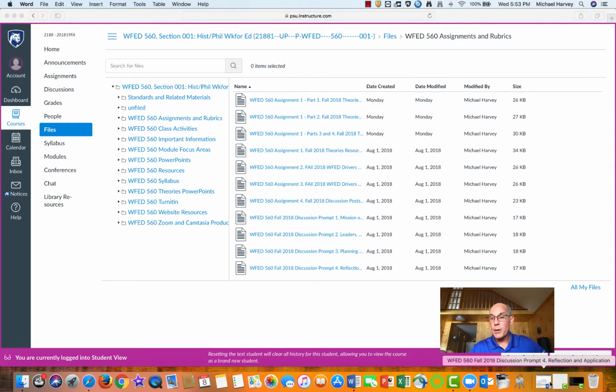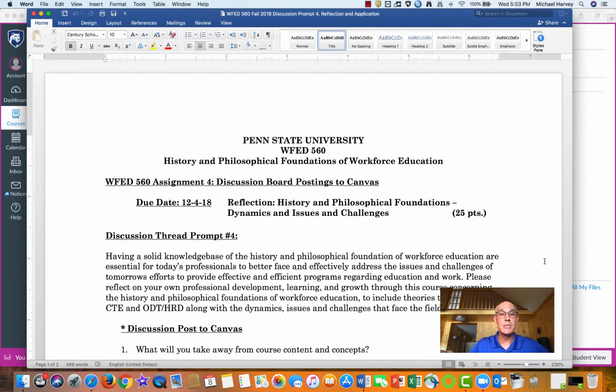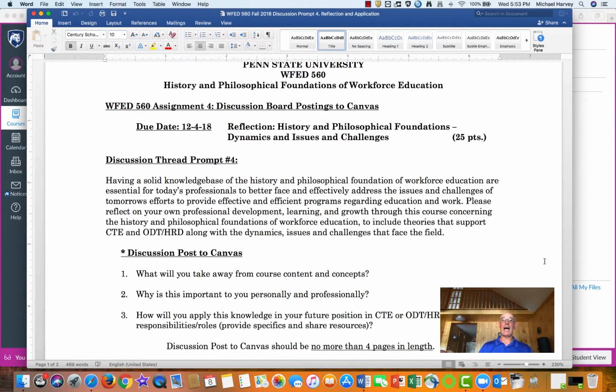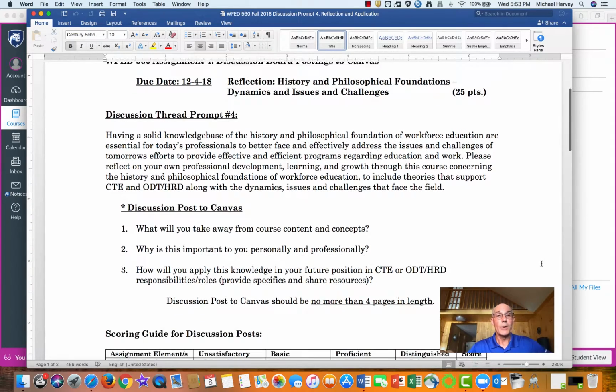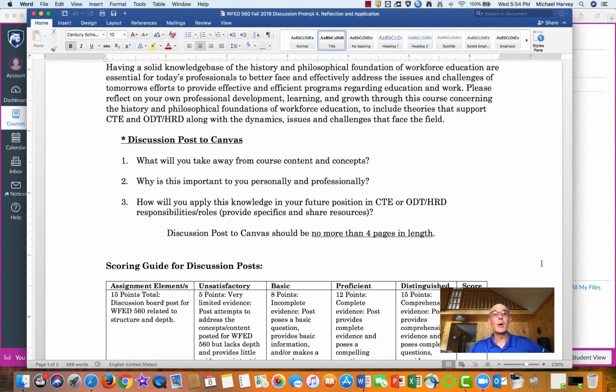And the fourth post and the final post is a post that really is a reflective post. This is a post that provides you an opportunity to look at the course, to look at the content, to look at the work that you've done, and speak to the issues of the historical and philosophical foundations, along with the dynamics, the issues, and the challenges that face the field. What I'm asking you to do in this final prompt is to actually do a reflection and answer the 3 key questions that are posed here.